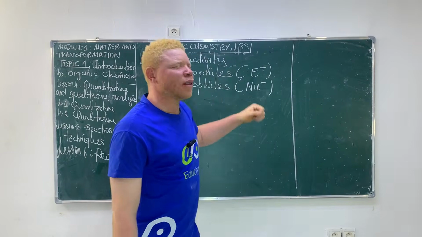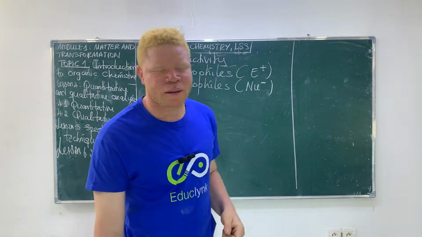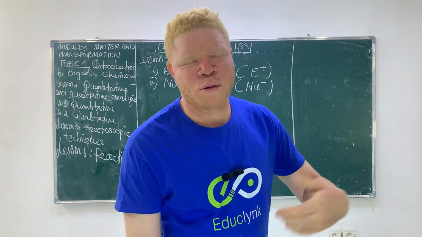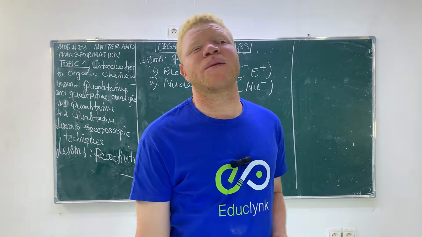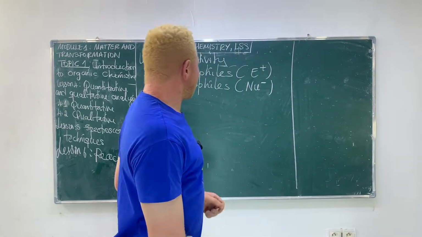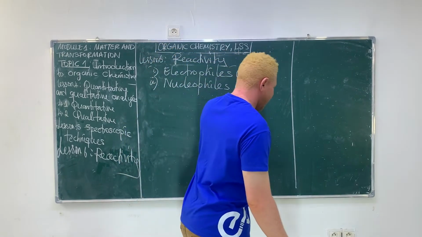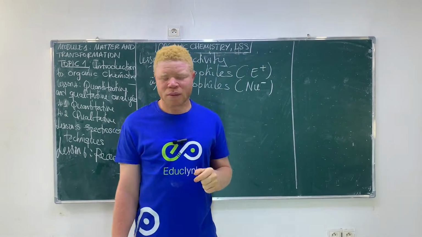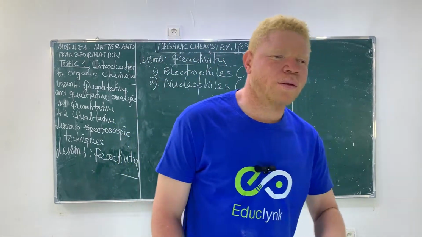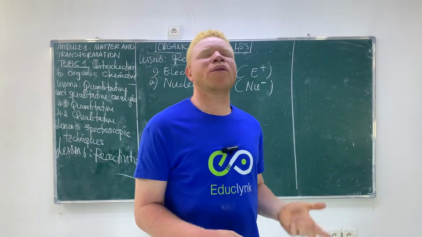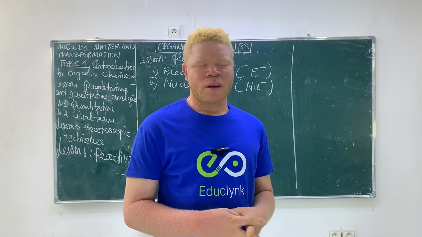An electrophile is an electron loving species. So an electrophile will love electrons because it's positively charged and electrons are negatively charged. Nucleophiles are electron rich species. In that case, they will love the nucleus, so they are nucleus lovers. The nucleus is positively charged.